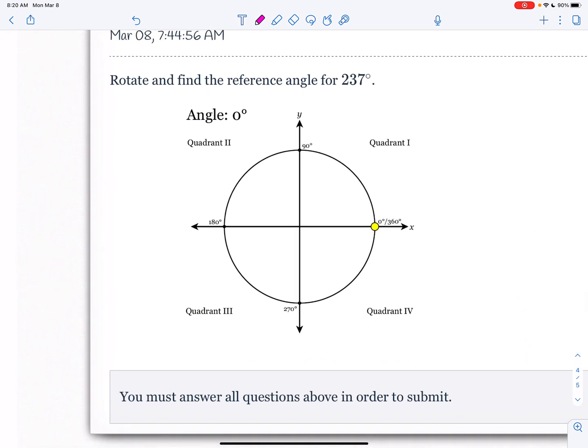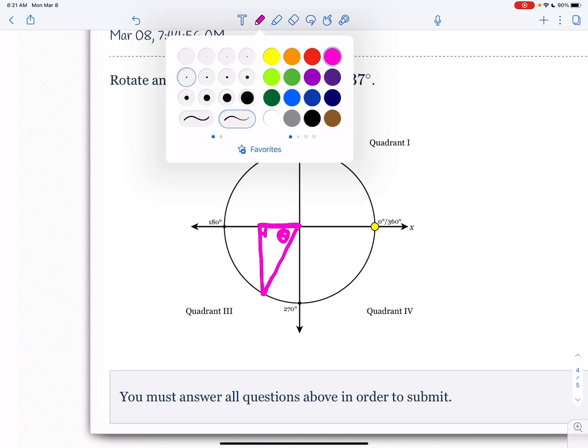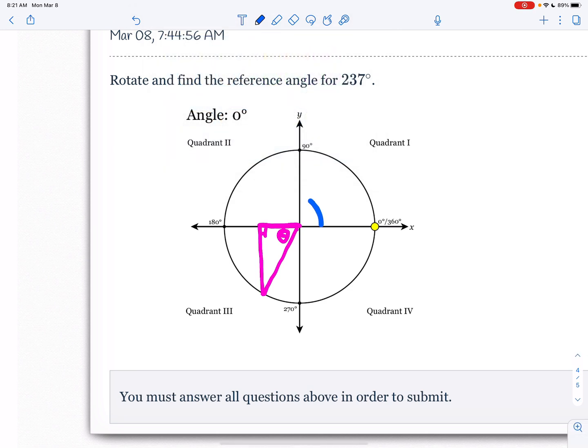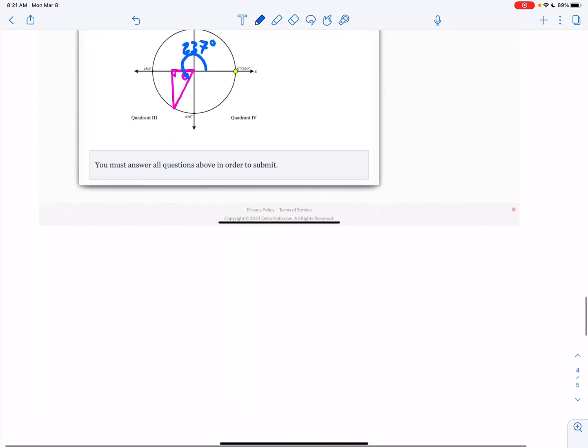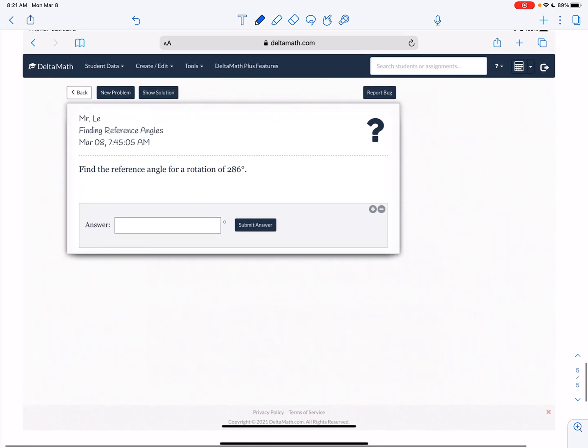Okay, 237. Try this, press play when you're ready. 237 is somewhere down here. In quadrant 3, we hug the x-axis. So our theta's right there. 237 is from here to here. Did I already do this one? I did. Okay, I'm crazy. Let's move on to this last one.